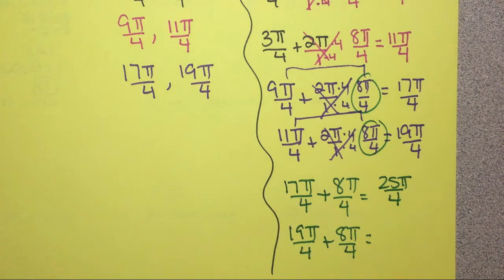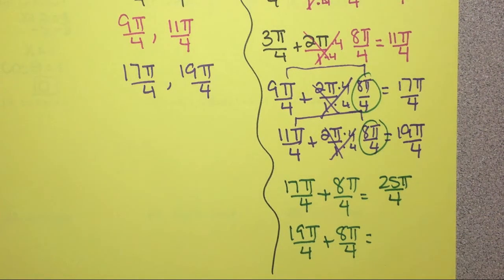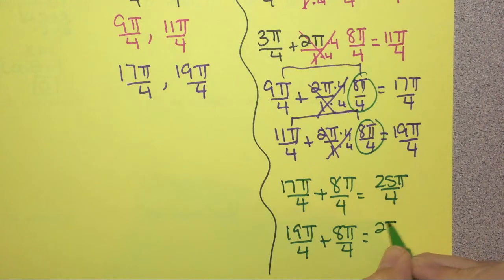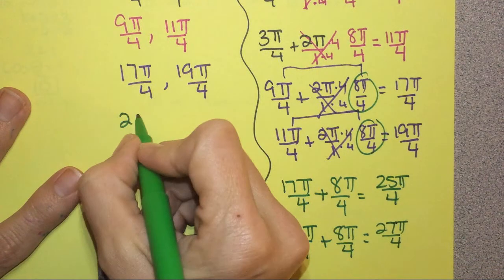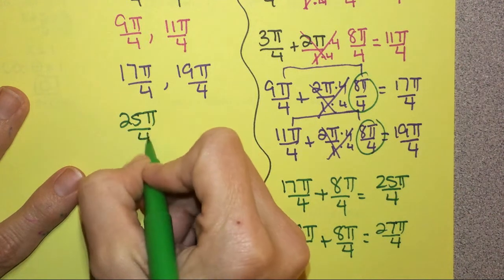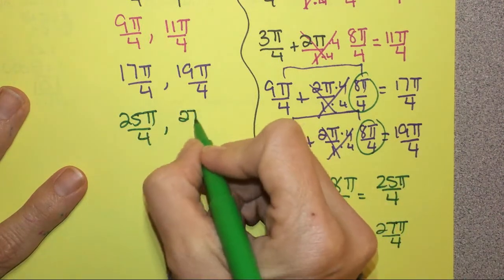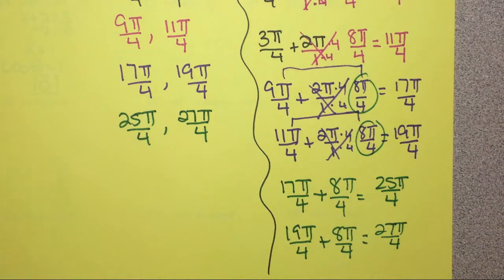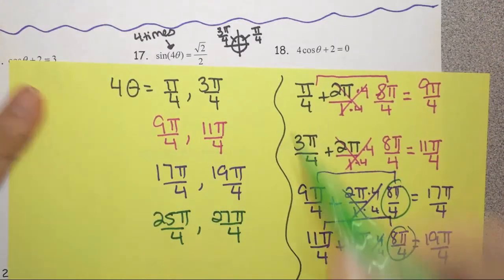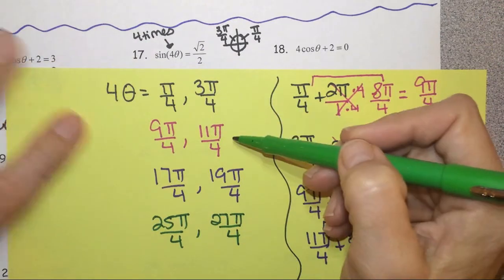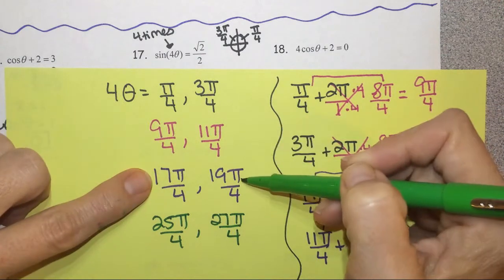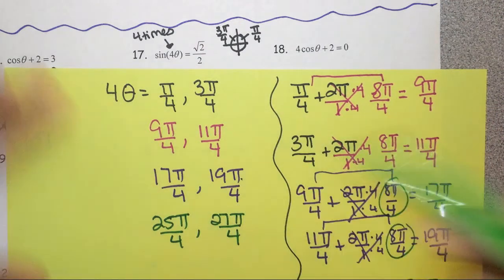And then 19 plus 8 is 27 pi over 4. So those are my next two answers: 25 pi over 4 and 27 pi over 4. Okay, so with all that said, one time around I added 2 pi. Second time around I added 2 pi. Third time around I added 2 pi.